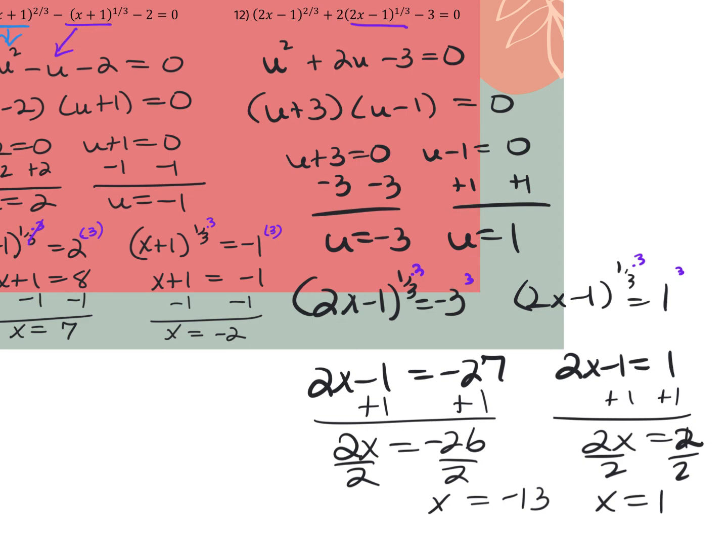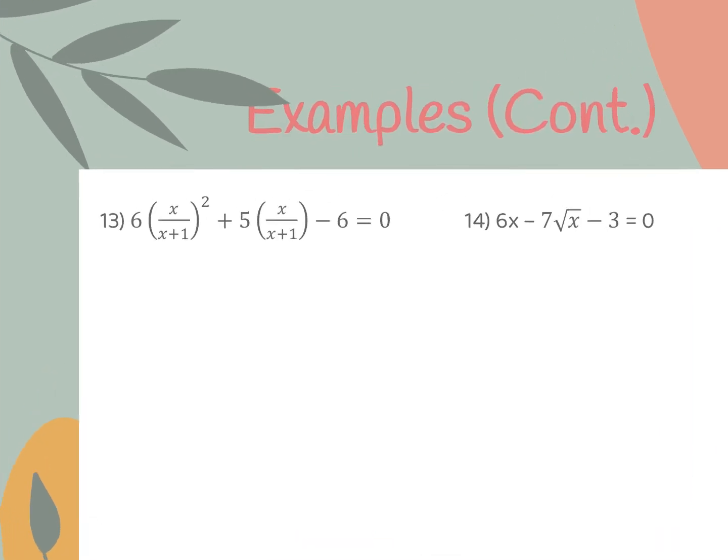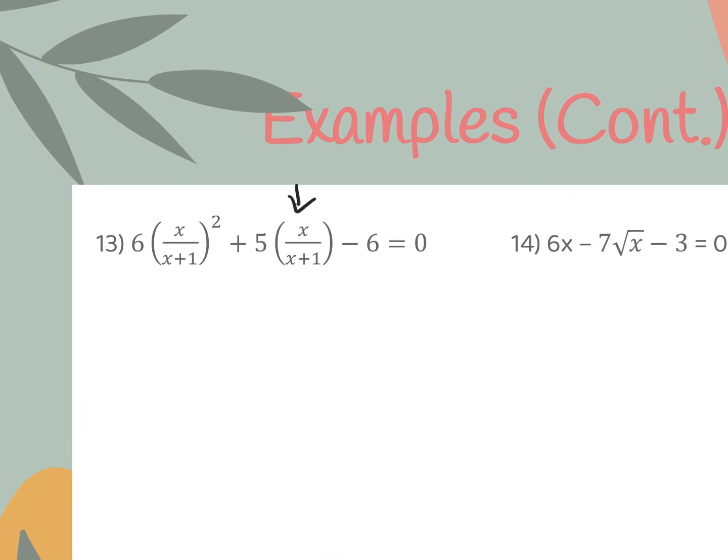Whenever you have binomials raised to a rational exponent, or even if you have fractions or radicals, this is where you're going to want to use the U substitution. Otherwise, it's going to be very challenging to try to solve those. So let's try 13. It's a rational equation. So again, you're setting U equal to this middle term, not the coefficient, just the fraction here. So x over x plus 1. So again, this will be my U squared. So 6U squared plus 5U minus 6 equals 0.